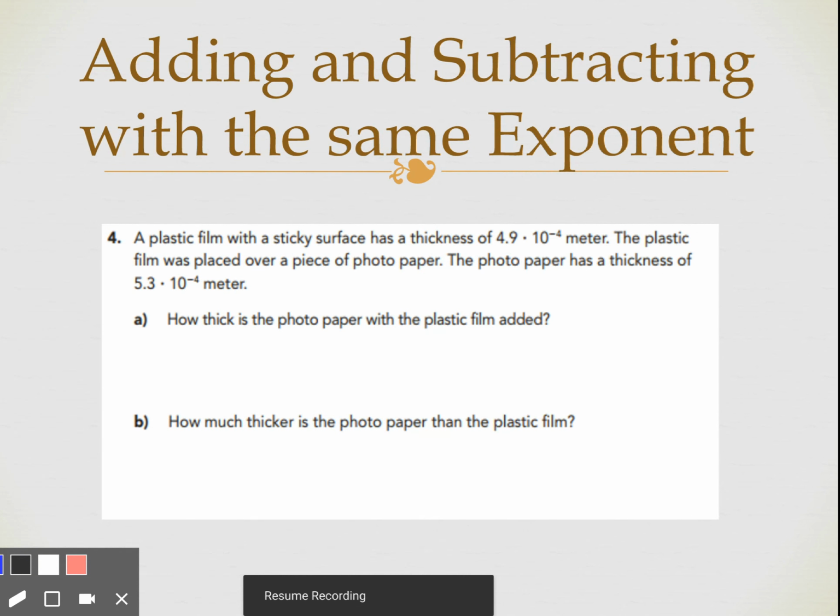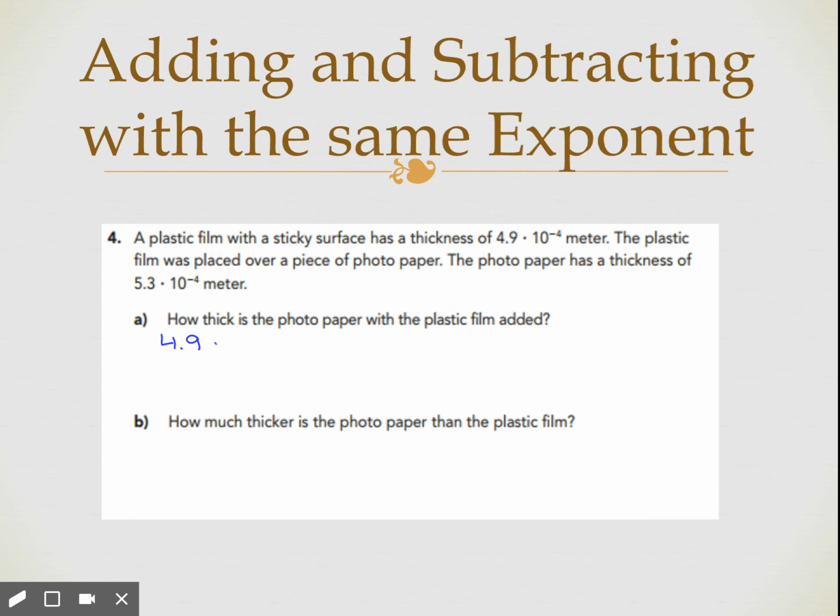Just want to give you a lot of practice here. So we have a plastic film with a sticky surface with a thickness of 4.9 times 10 to the negative 4th meter. And the plastic film was placed over a piece of photo paper. That photo paper has a thickness of 5.3 times 10 to the negative 4th. So how thick is the photo paper with the plastic film added? So we're going to add together here. 4.9 times 10 to the negative 4th plus 5.3 times 10 to the negative 4th.